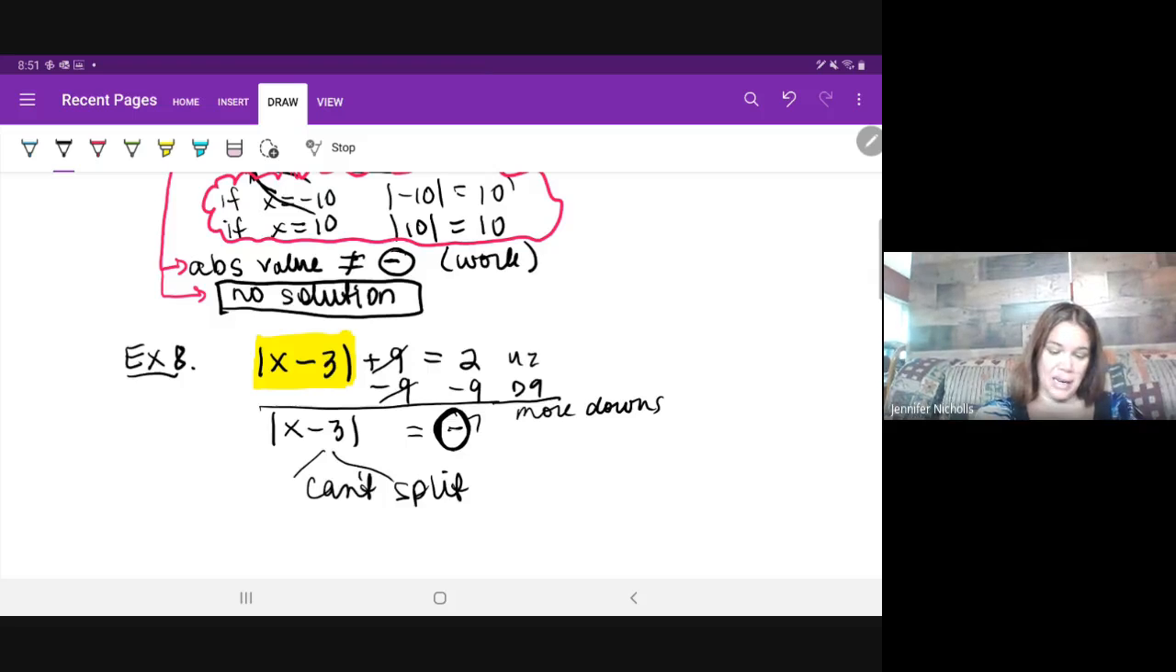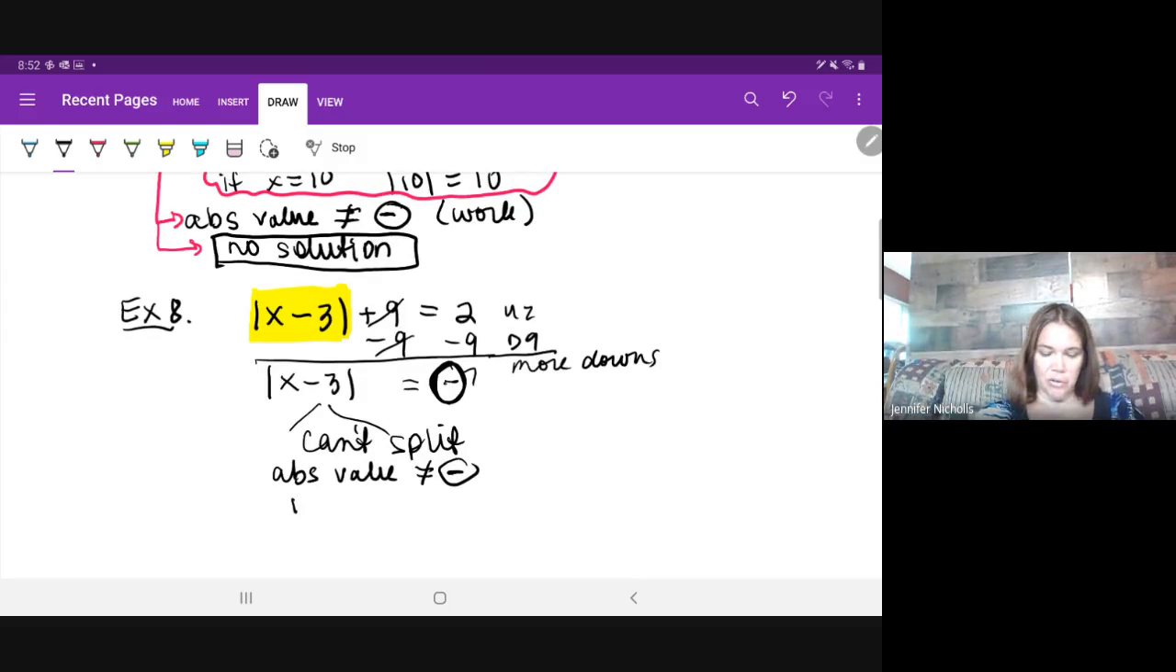So what you're going to write is you're going to write absolute values cannot be negative. That's your work. And your answer is no solution. So it's kind of an odd one.